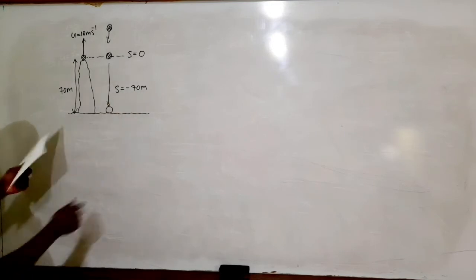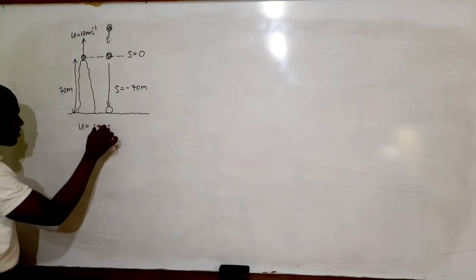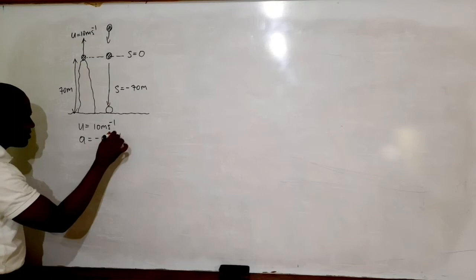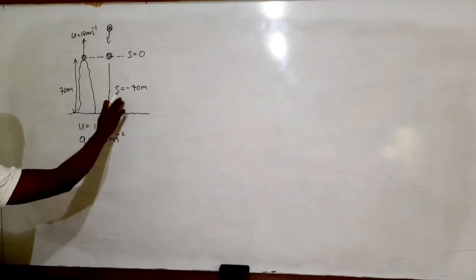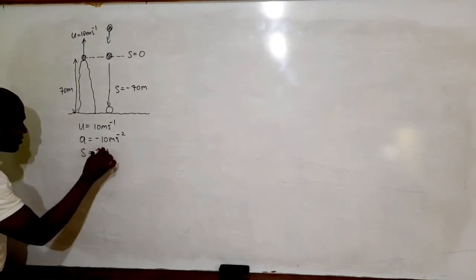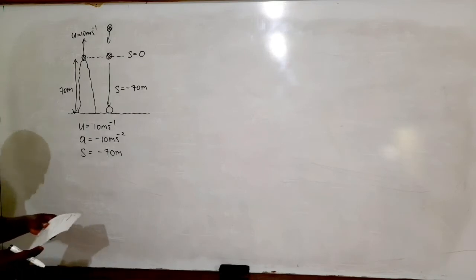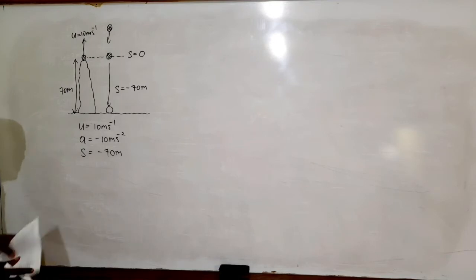So in addition to that, what we have is this. We have u equals 10 meters per second. We have the acceleration a equals minus 10 meters per second squared. And of course, when it lands in the sea, the net vertical displacement equals minus 70. And so we have S is equal to minus 70 meters. And what do we want to find? We want to find the time, t.